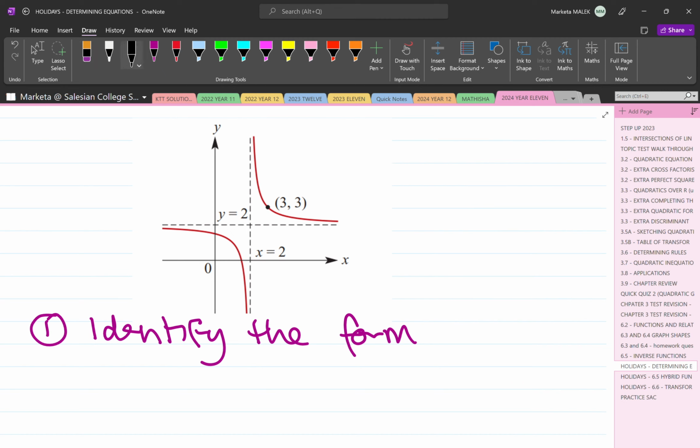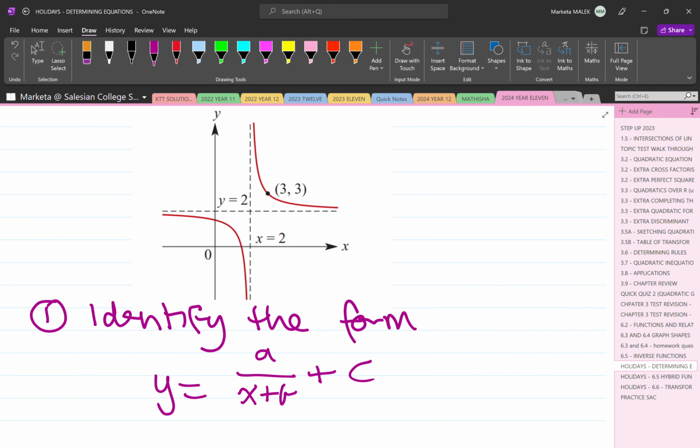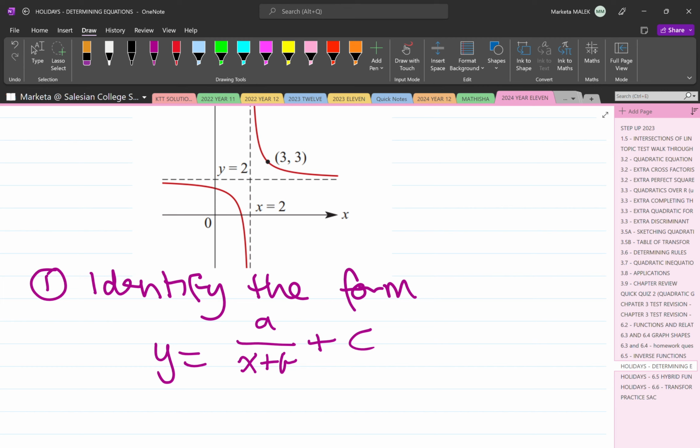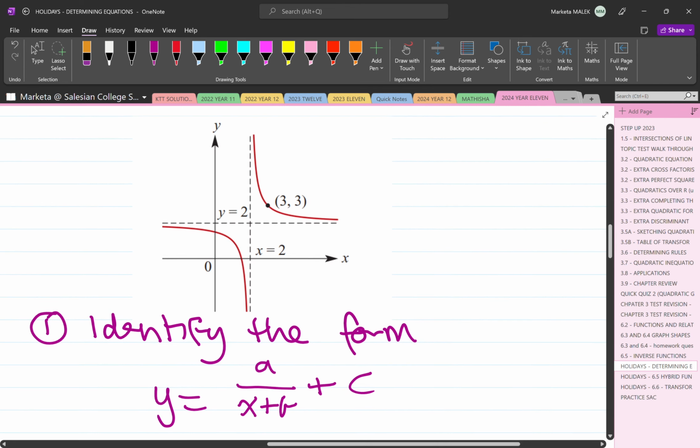So let's see, it's going to be y equals a over x, and I'm going to say plus b and plus c. In your book, it'll have h and k, and negative h and k. The negative is accounting for that we go in the opposite direction, but it doesn't matter if you call it b and c or f and g, whatever you like, as long as you know what those values are representing.